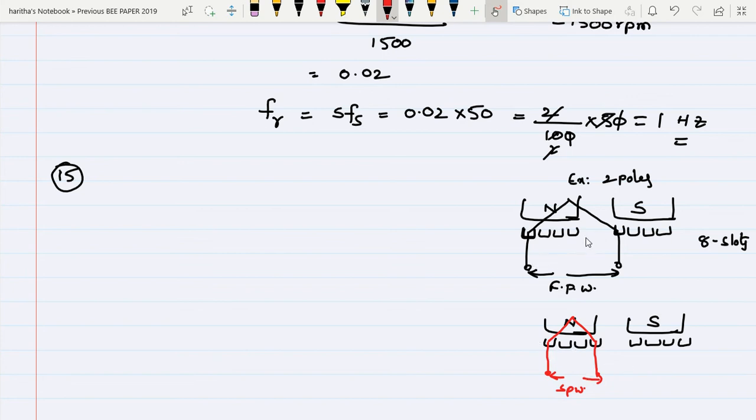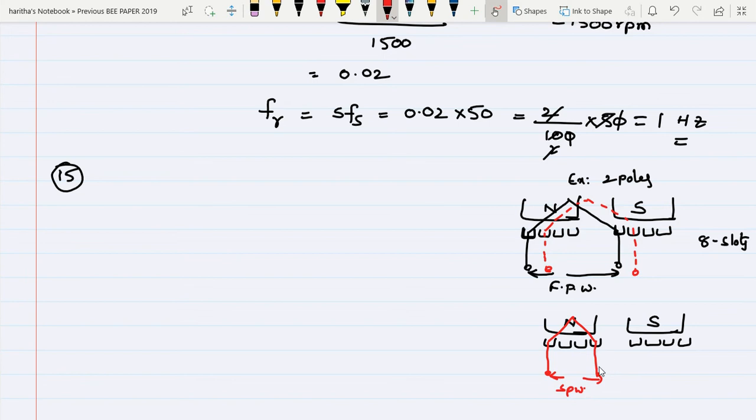In the above case, where does the other end of the winding have to be placed? Under the south pole, first slot. Suppose in the north pole you place one end of the winding under the second slot, then the other end of the winding must be placed under the south pole second slot. So under identical slots you have to place it, and then it is called the full pitch winding. If one end is placed under the north pole first slot, it has to be placed under the south pole first slot, then it will become full pitch.